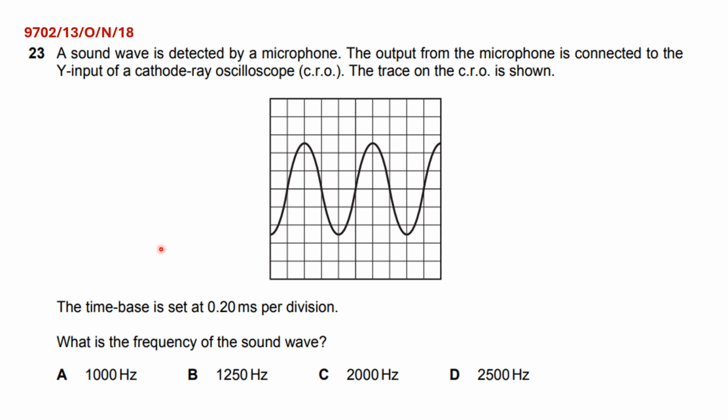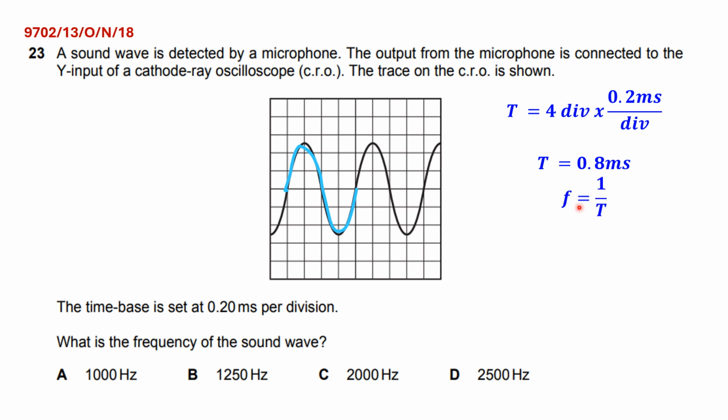Same steps. Number one, identify one cycle, because we need to count how many boxes correspond to one cycle. In this case, 4 boxes or 4 divisions. Now, we need to multiply by the time-base setting, which is 0.2 milliseconds per division. Cancel division, and the period is 0.8 milliseconds.